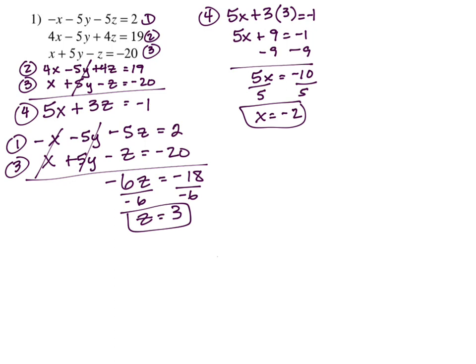And then what? What equation do you want? I would say 3 as well. What I look at is which one is going to make me do the least amount of work. And that y has a positive coefficient. That feels easier to me. So I've got x plus 5y, this is equation 3, minus z equals negative 20. X is negative 2. We're solving for y. Z is 3.